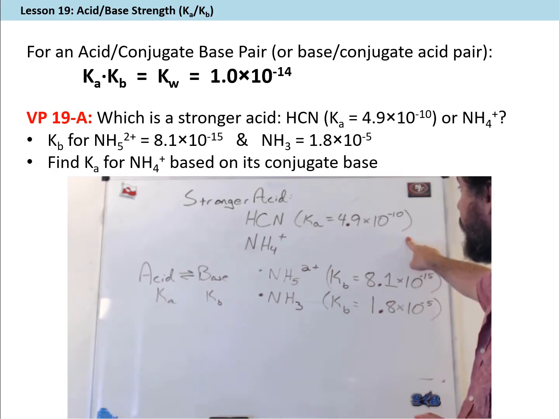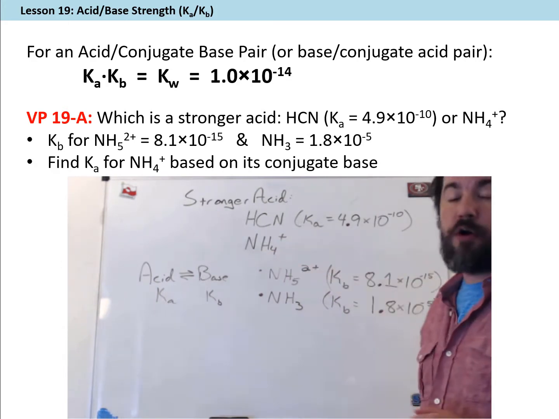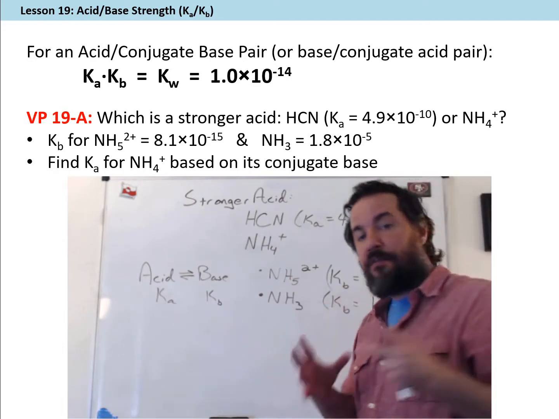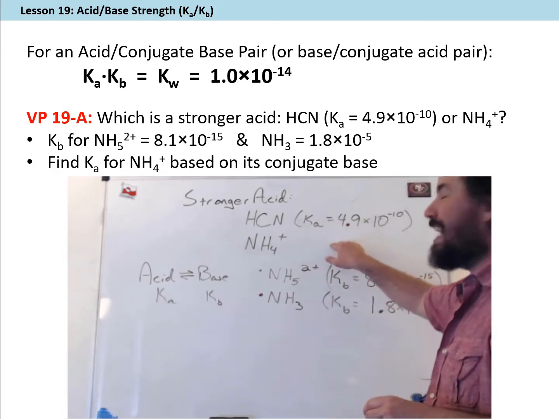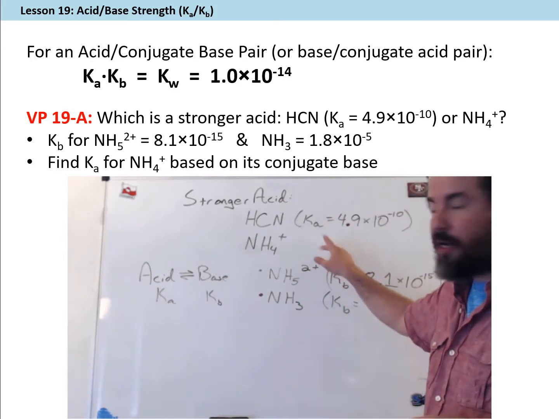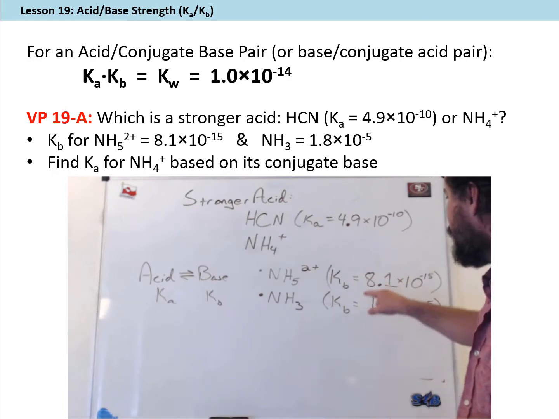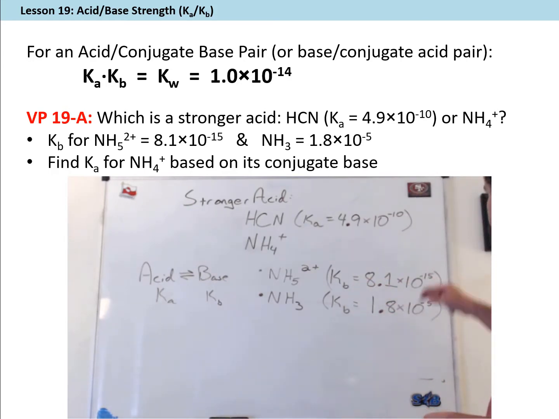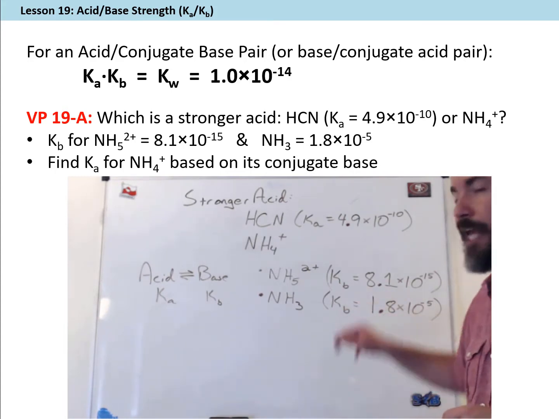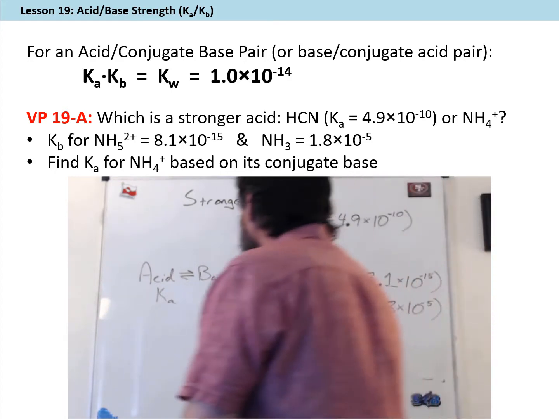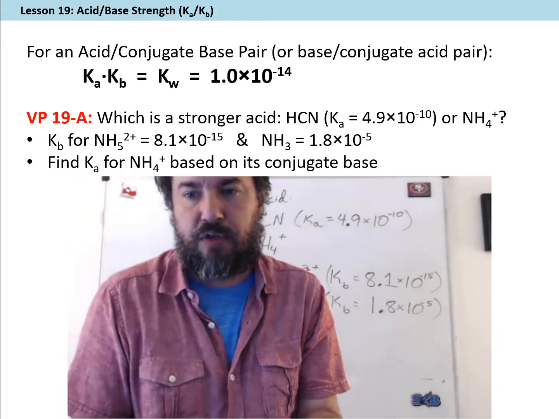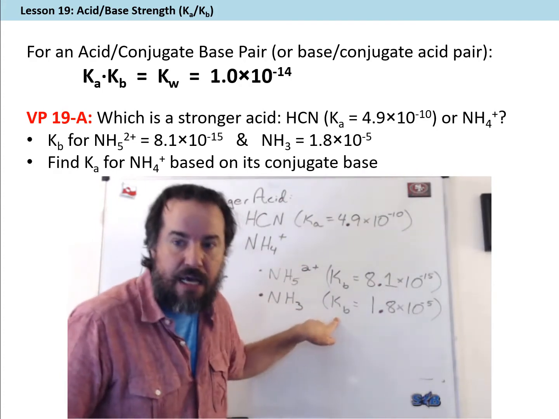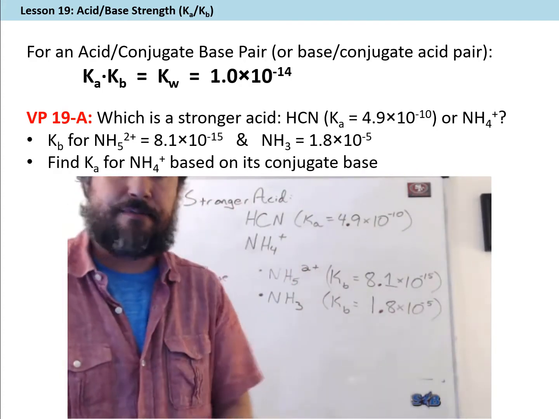4.9 times 10 to the negative 10, and NH4 plus. If I know the Ka of both of these, I could figure out which one's stronger. But I didn't give it to you for NH4 plus. Instead, I gave you Kb of two different bases. I know they're bases because it says Kb, in the same way that if you have a mortgage, I know you own a house. If you have a Kb, I know you're a base.